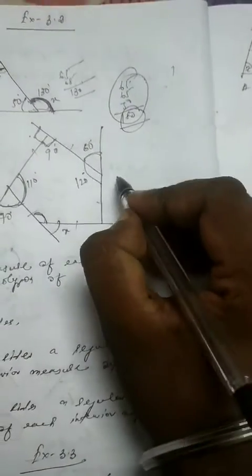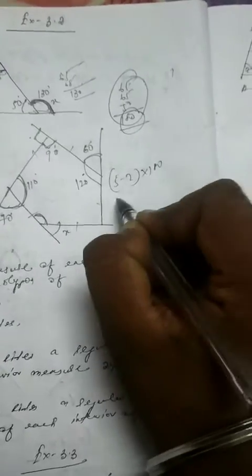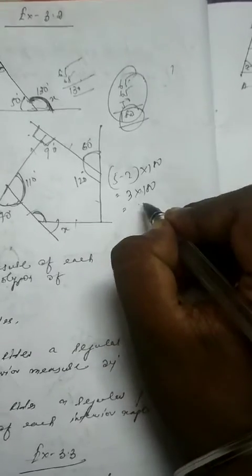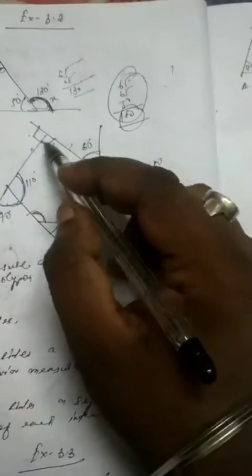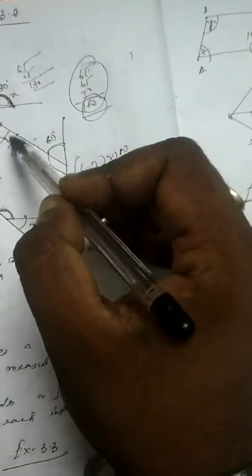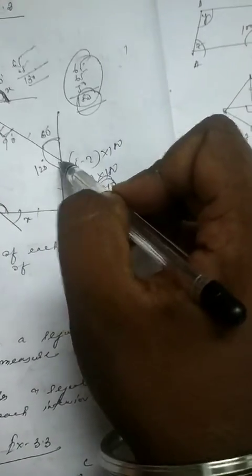The formula was number of sides minus 2, into 180. There are 5 sides, so that is 3 into 180, which is 540. The sum of all these angles is 540 degrees. Now how to find it, children? Now use the linear equation process: 90 plus 110 plus 120.